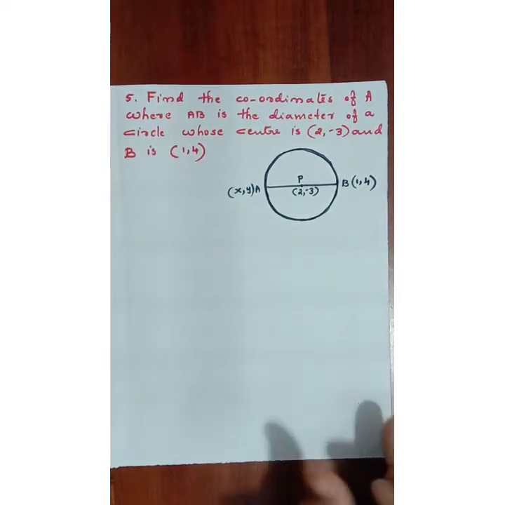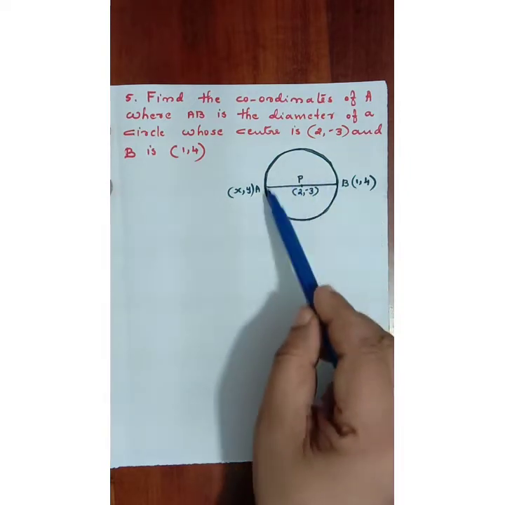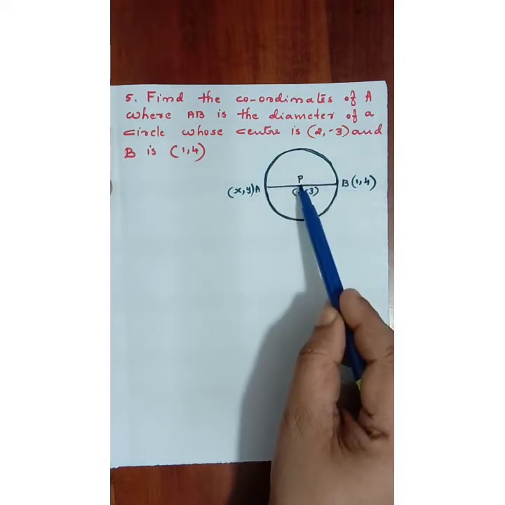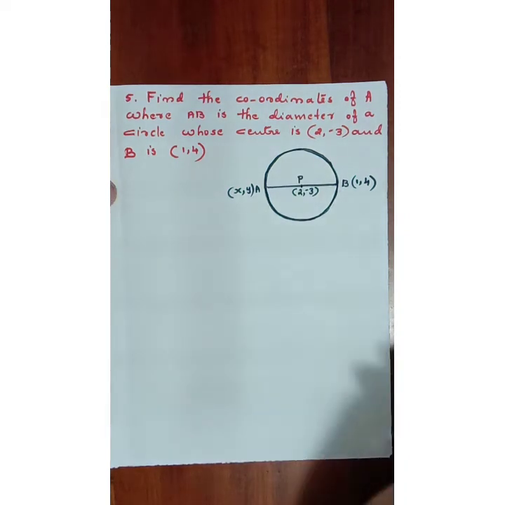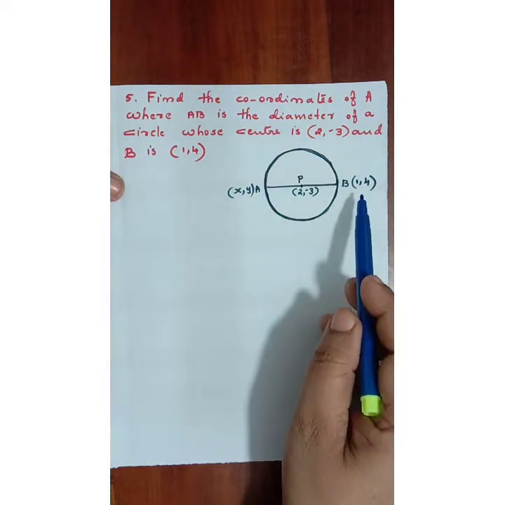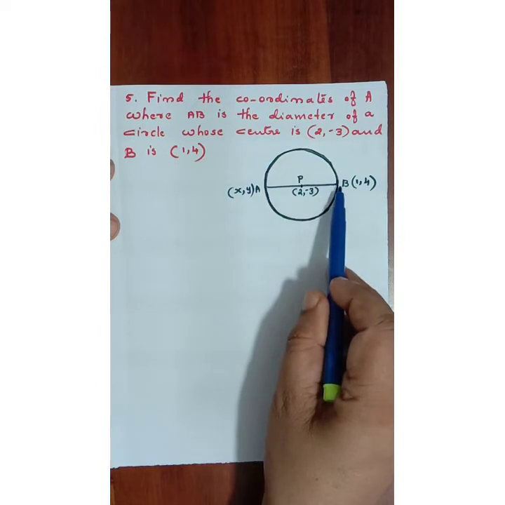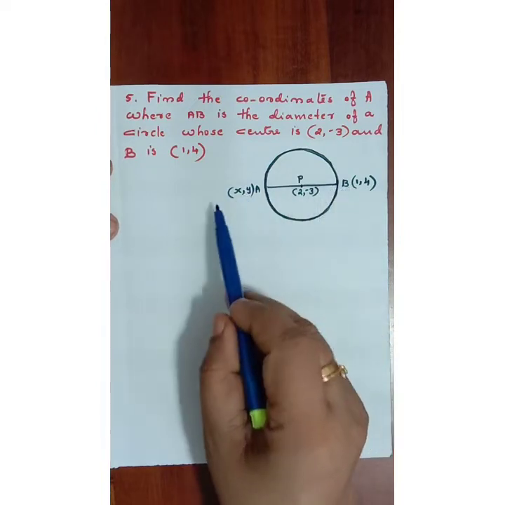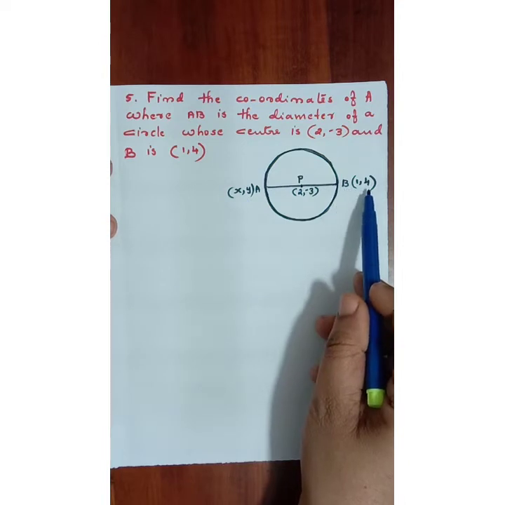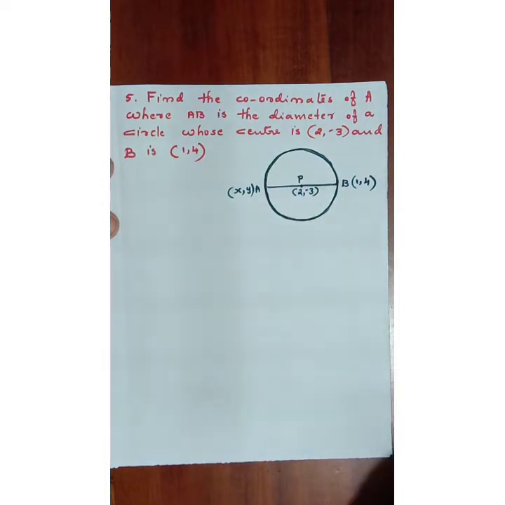Now, see the question. Find the coordinates of A. A is x, y, where AB is the diameter of a circle. You can see the circle. AB is the diameter. Diameter means passing through the center, whose center is 2, negative 3. I just marked it as P, 2 negative 3. And B is 1, 4. Actually, for all these questions, the figure won't be there. We are drawing the figure according to our imagination. So, this is the diameter AB. The coordinate of A we have to find out. Let it be x, y. And B coordinate 1, 4 is given. As it is the diameter, P is the midpoint. That is the clue here, children.